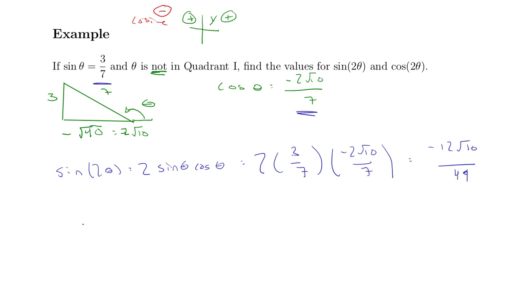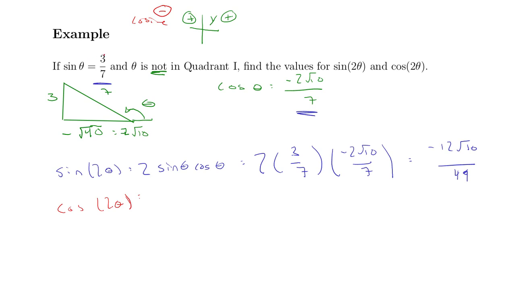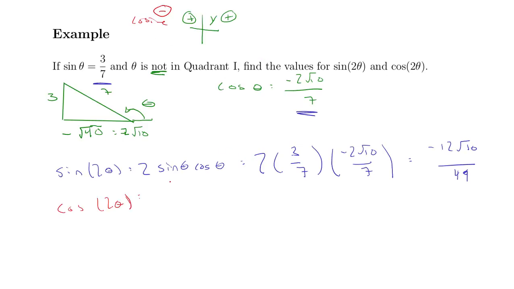For the cosine one then, we'll say cosine of 2 theta. And here we've got options, right? If we go back, you could say it's the difference between those two things squared, or it's 1 minus 2 sine squared theta, or it's 2 cosine squared theta minus 1. I'll probably use this one because if we go look at our example, sine is a little bit easier to work with than the cosine output, right? This negative 2 root 10 over 7, that's kind of ugly. So let's say this is 1 minus 2 sine squared theta. You don't have to use that one, though. You could use something else. Maybe you should check that.